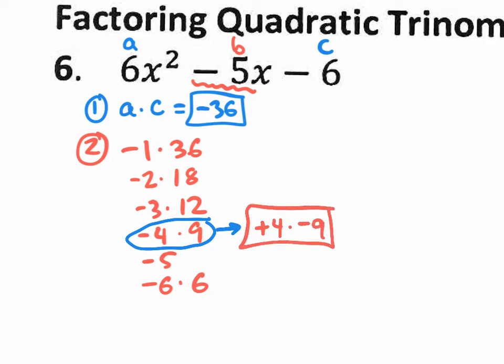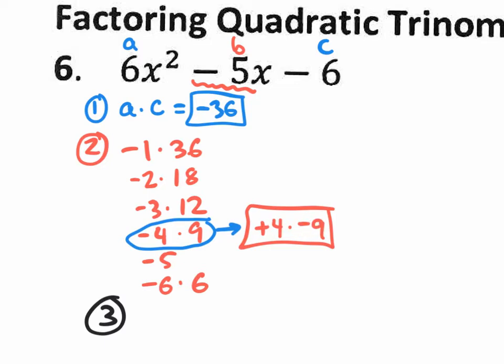And now after that is step 3, and step 3 is where it definitely gets weird. What is step 3? You rewrite this trinomial, but instead of negative 5x, instead of this middle value, you're going to rewrite it as two separate terms with the numbers from step 2. So instead of negative 5x, you're going to rewrite it as 4x minus 9x.